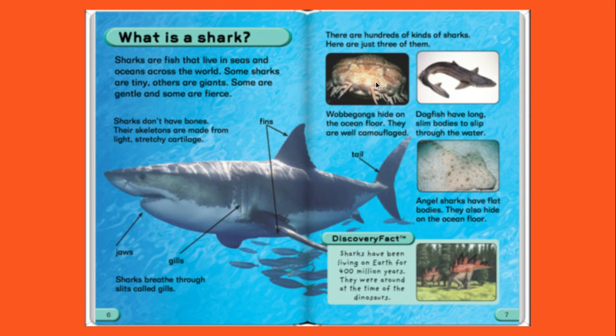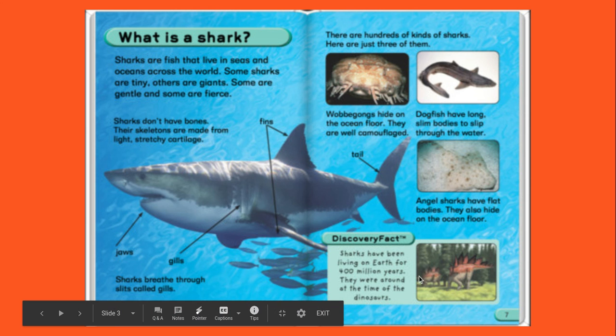This is called a wobbegong, and they hide on the ocean floor. They are well camouflaged. This is a dogfish, and it has a long, slim body to slip through water. And then we have angel sharks that have flat bodies, and they also hide on the ocean floor. If I skip these photographs and skip these captions, I would not have added to my schema 3 new different kinds of sharks that I may not have known about before.